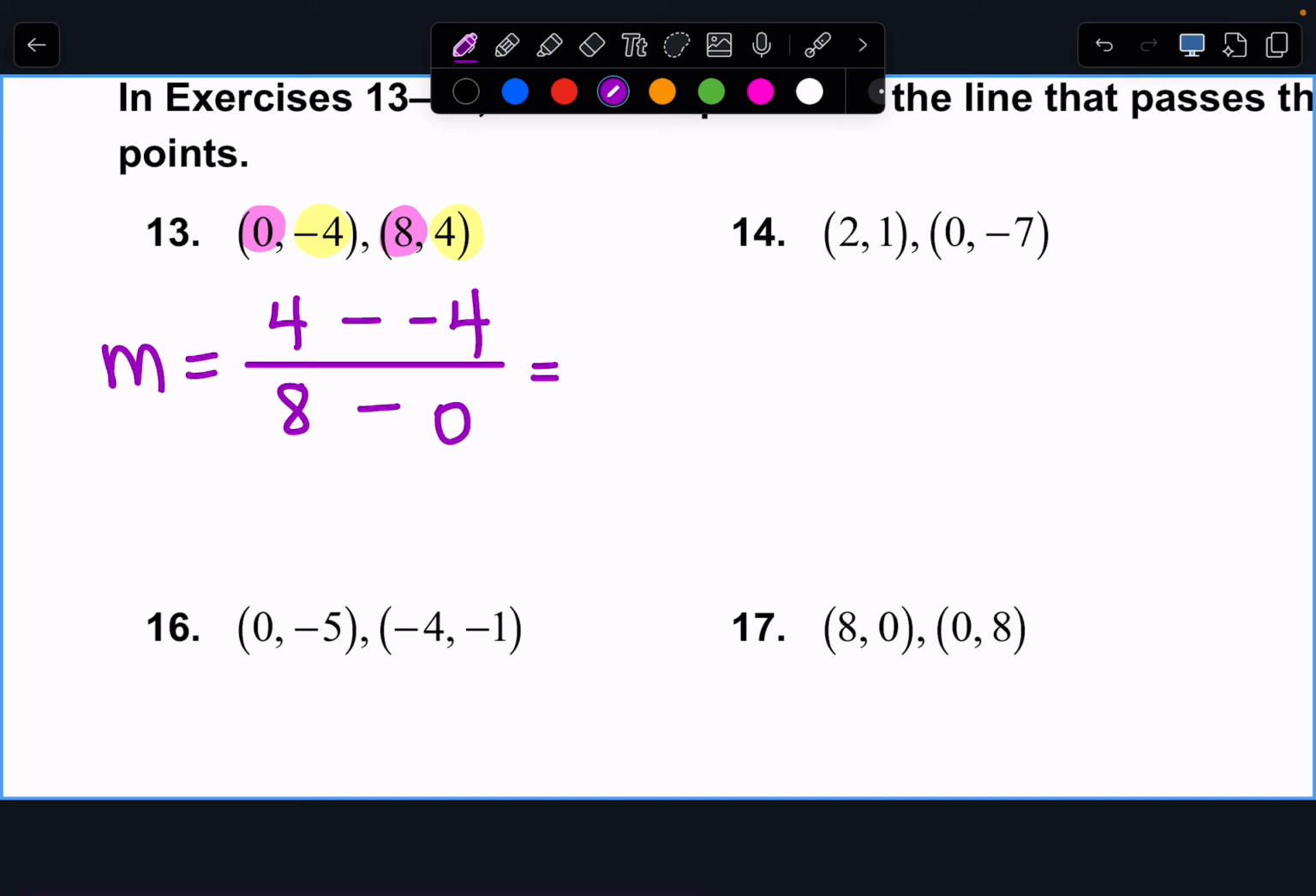What is 4 minus negative 4? What is 8 minus 0? What's 8 divided by 8? Okay, we know we have a slope of 1. All right, so we have our m. How do we figure out our b?